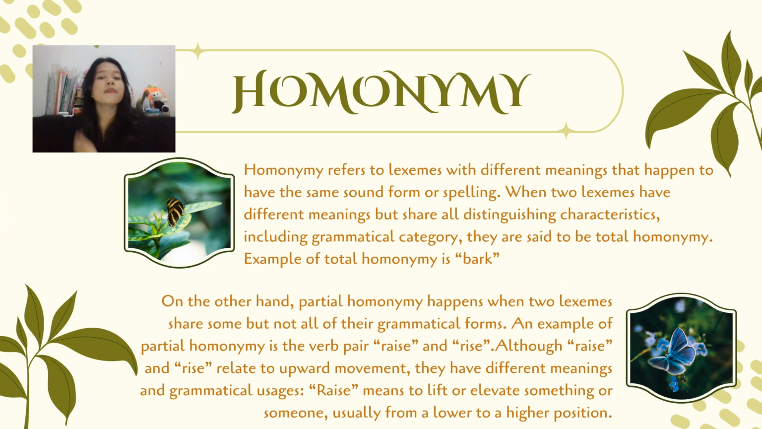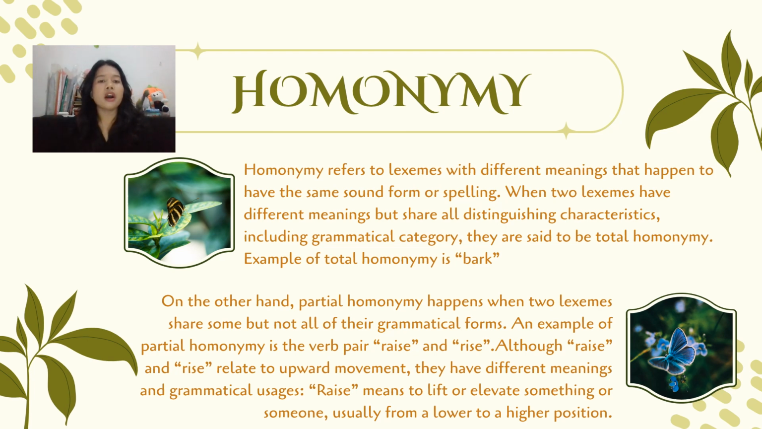So, homonymy. Homonymy refers to lexemes with different meanings that happen to have the same sound form or spelling. When two lexemes have different meanings but share all distinguishing characteristics, including grammatical category, they are said to be total homonymy. An example of total homonymy is bark.